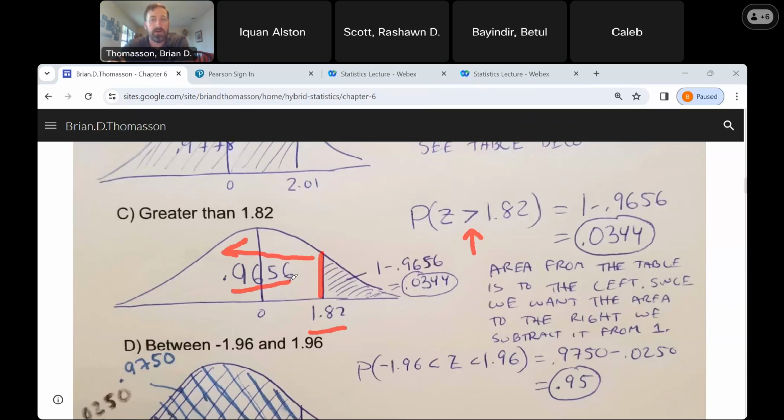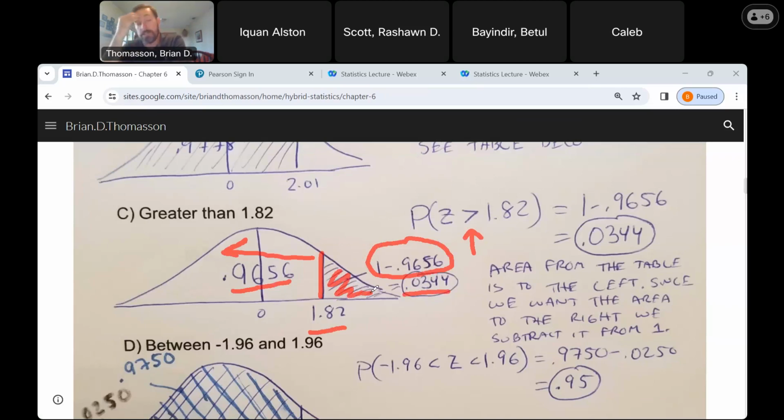That's great and all, but we're not interested in the area to the left. We're interested in the area to the right. So the way we have to manipulate that is we know the total area under the curve is 1. If we know the area to the left is 9656, we find the difference in those two numbers, like we did here, 1 minus 9656, what's left over would have to be what's to the right. So the right would be the 0344. So whatever the area is to the right and the left have to total 1.